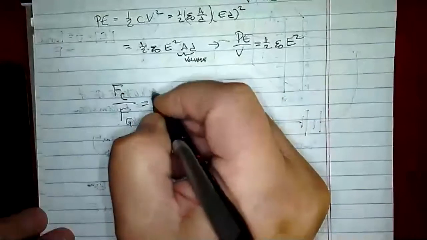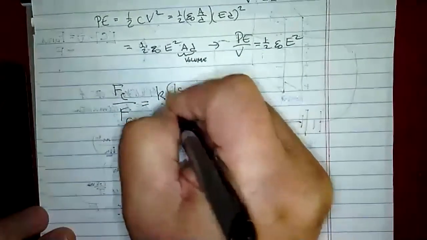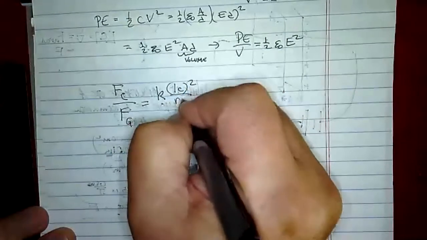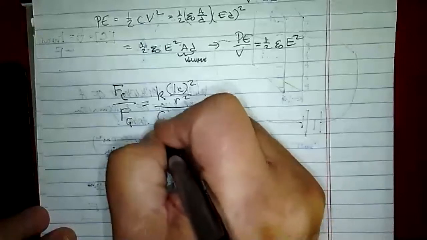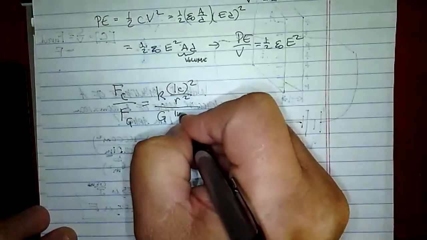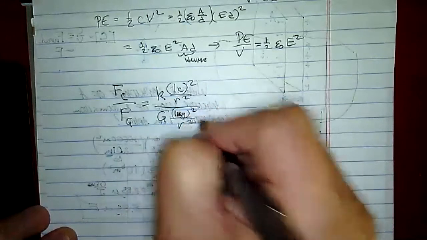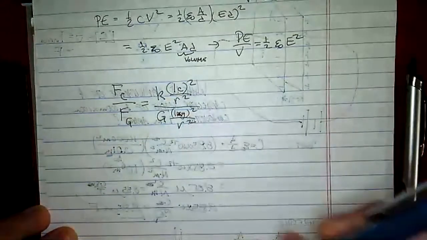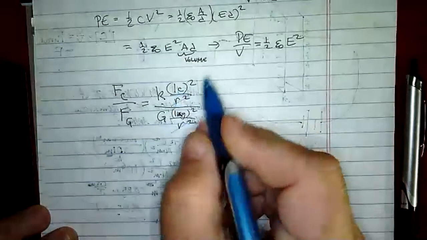If I do that calculation, it's actually pretty straightforward. It's K times 1 Coulomb squared over R squared, but that R is going to be the same R I used on the bottom. So in this case, it'd be G times 1 kilogram squared over R squared. I think y'all can see clearly the R squareds are going to cancel one another out.